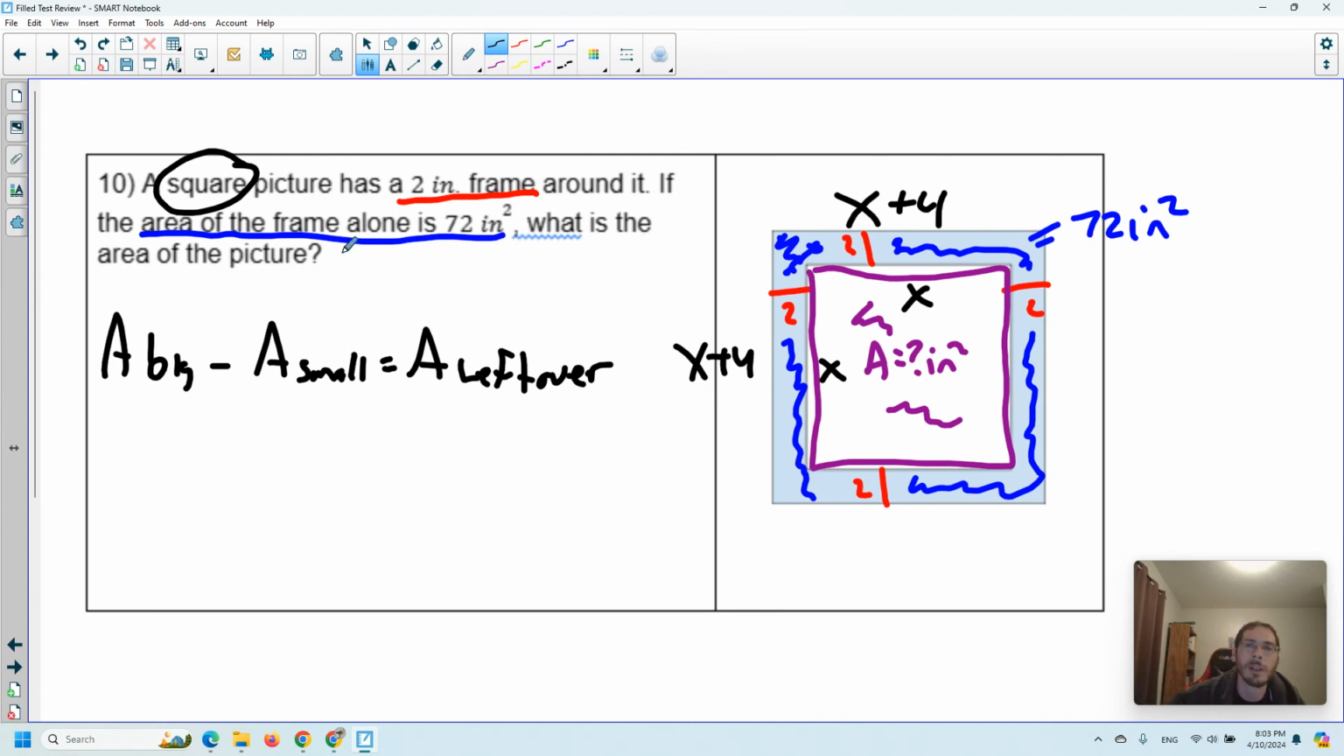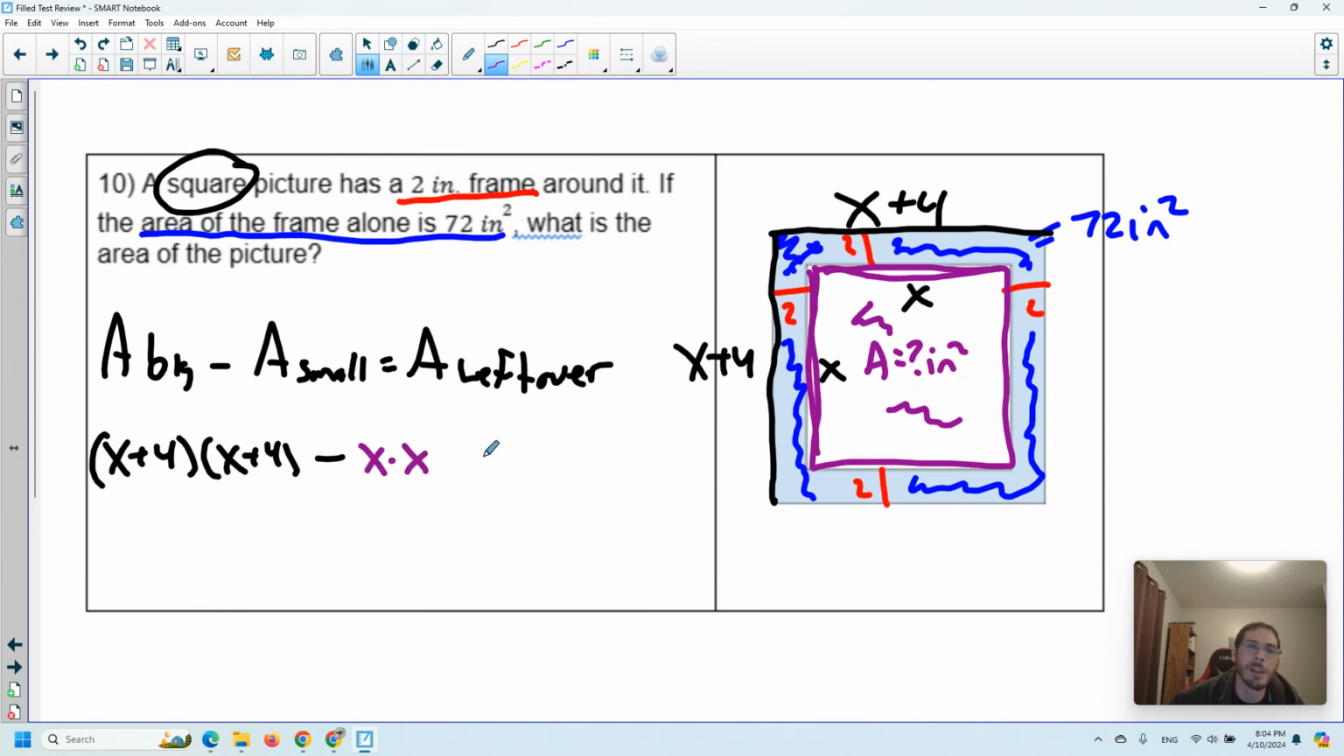So area of the big, that would be x plus 4 times x plus 4, minus the area of the small. Well, the small is nice because that's the purple times the purple, so that would just be x times x. And that's why I made this part the x plus 4. Equals the area of the leftover, but we know that. The area of the leftover is this in blue, and it told us that that was going to be 72.